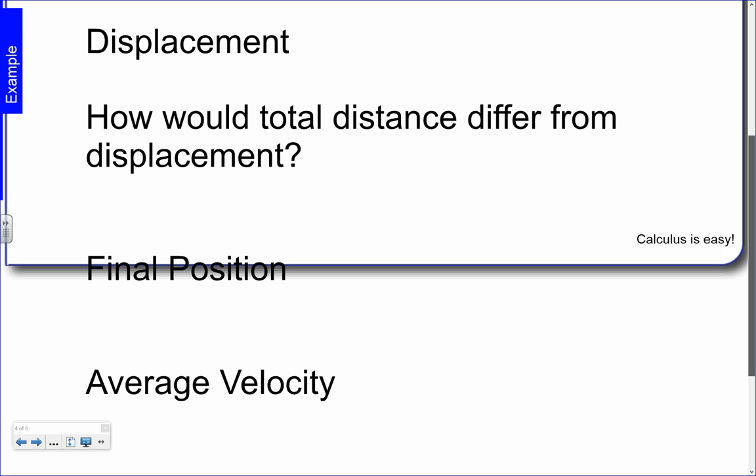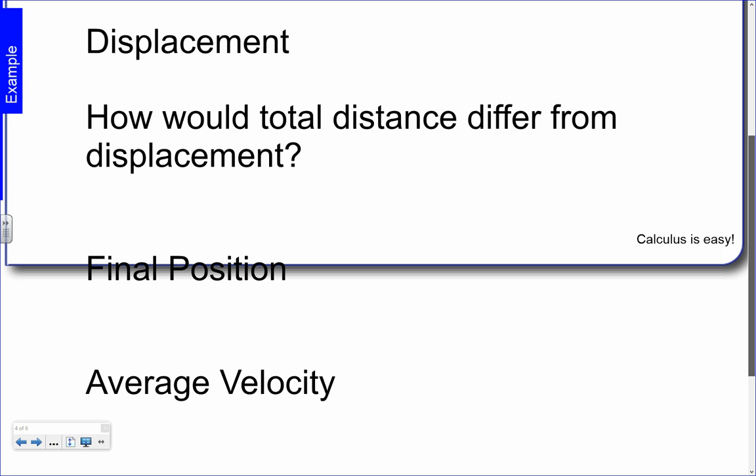Average velocity, just to review, is, in this case, if s of t is our function and we're on the interval from a to b, it would be our y2 minus y1 over x2 minus x1. And in this case, it would specifically be s of b minus s of a over b minus a.